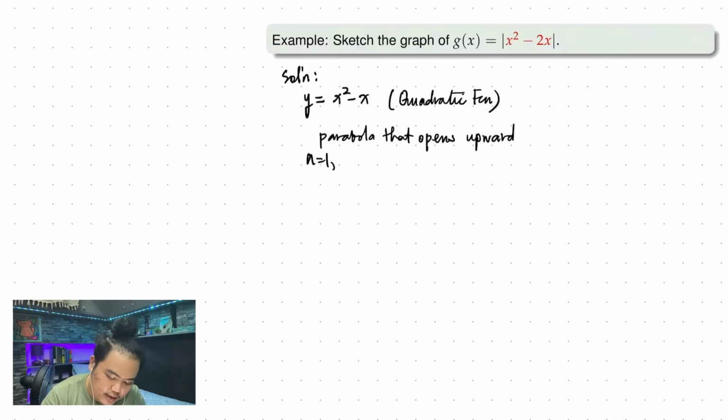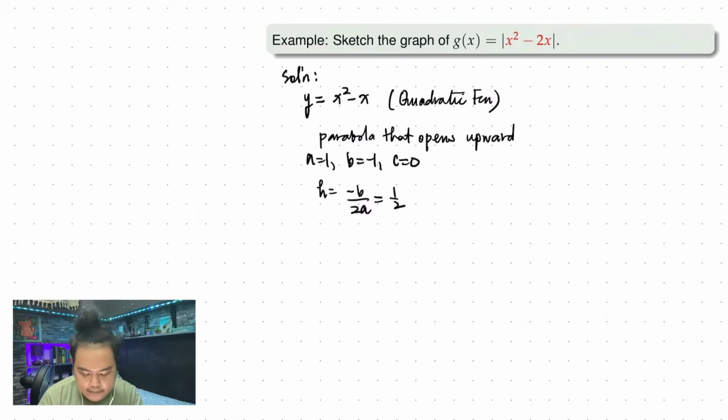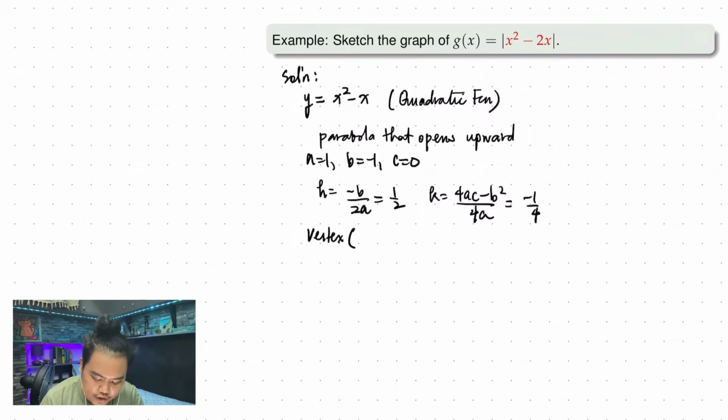And ano yung vertex niya? A is 1, B is negative 1, C is 0. So, H is equal to negative B over 2A or 1/2. Tama ba? Yes. And K is 4AC minus B squared divided by 4A. So, ilan ang lalabas dyan? So, negative 1/4. So, ang vertex natin ay HK, which is 1/2, negative 1/4.